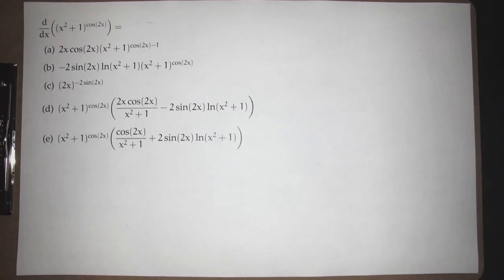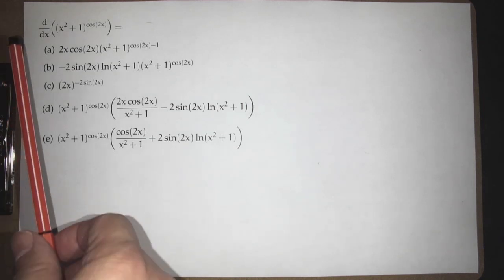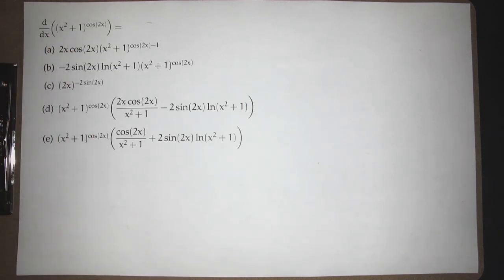Find the derivative of x squared plus 1 to the power cosine 2x. And there's a lot of stuff here, so I'm not going to read through them one by one. But all right, we have a problem here. Now, before we get to talking about the answer, let's talk about the tool. What's the right tool to use? And how do we know?